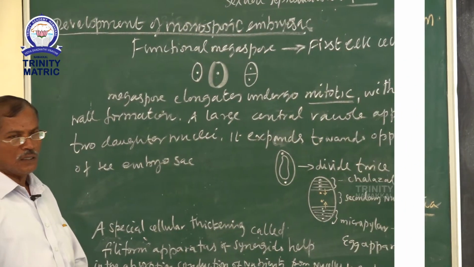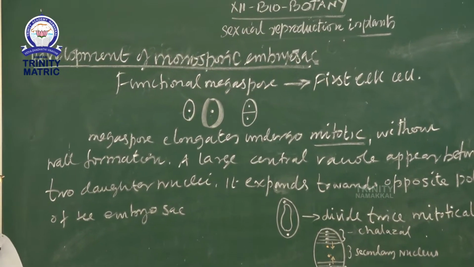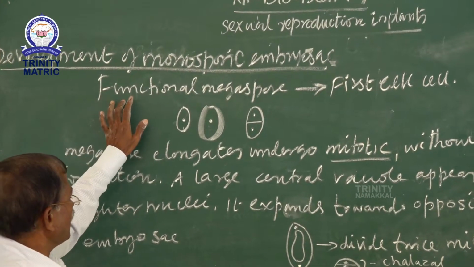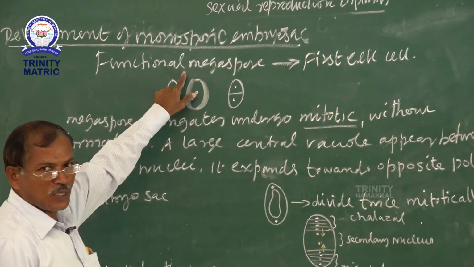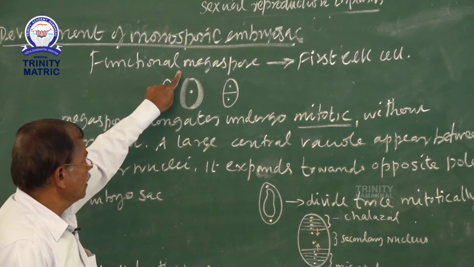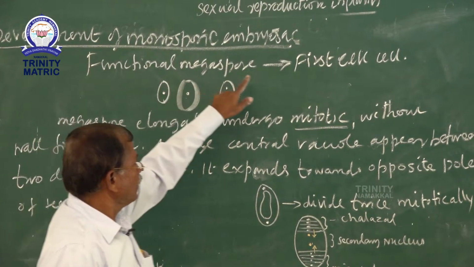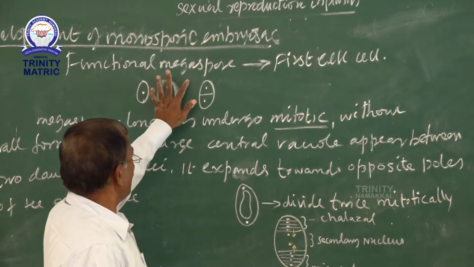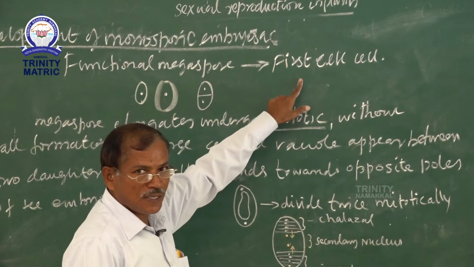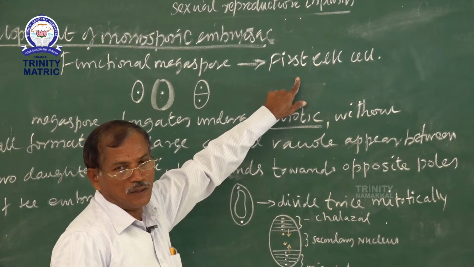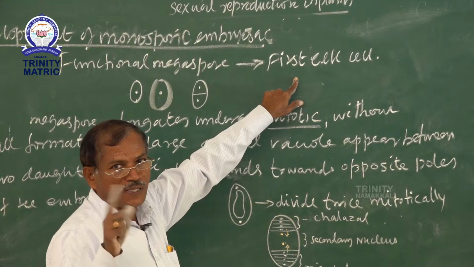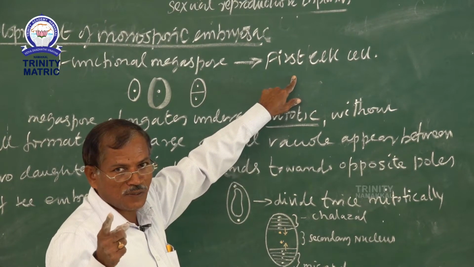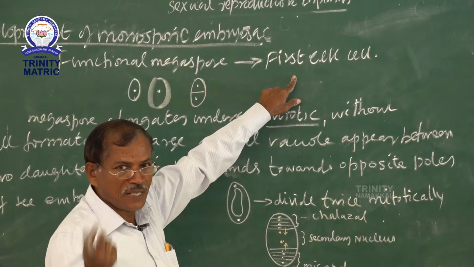Next one is the development of the monosporic embryo sac. This is also a 5 mark question. The functional megaspore is the first cell of the female gametophyte. What is the first cell of the male gametophyte? The microspore is the first cell of the male gametophyte.